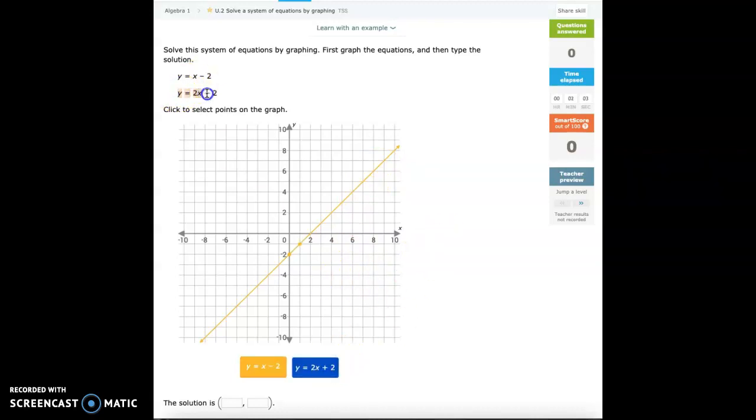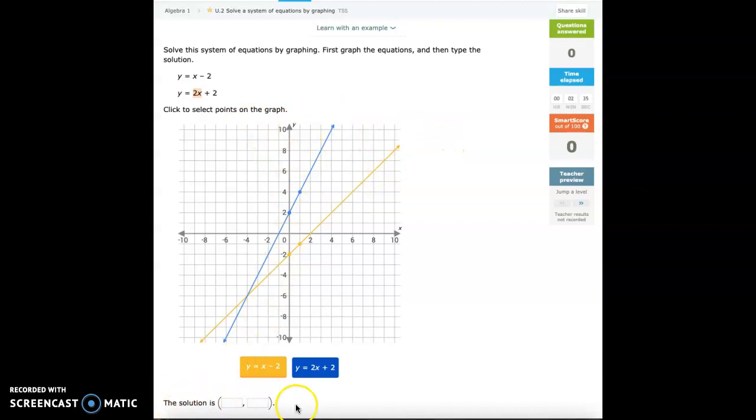Next equation is y equals 2x plus 2. My y-intercept is positive 2, so on the y-axis I start at 0, 2. And my slope is 2x, or 2 over 1. So the numerator of the fraction means you go up 2, and the denominator means you go to the right 1. So rise 2, run 1. And here are my graphs.